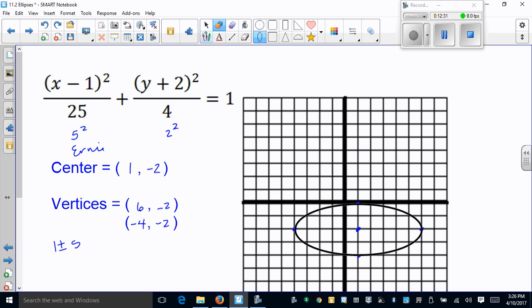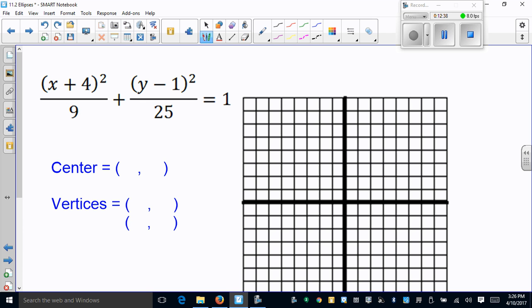Let's do another one. Yes, this will probably be the last one. I'll look to see where I want to stop. Okay, this one here, negative, negative. So this is -4. This is going to be +1. This one is 3 squared, 5 squared. Because this guy is larger, it's going to be a Bert. That means my X values don't change. And these values are going to be the 1 plus or minus 5. 1 plus 5 gives me 6. 1 minus 5 gives me -4.